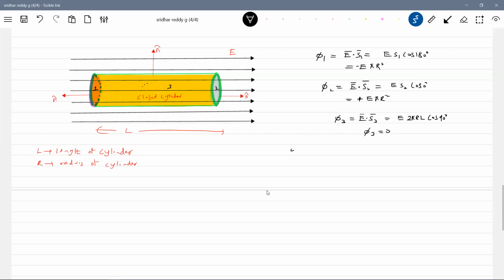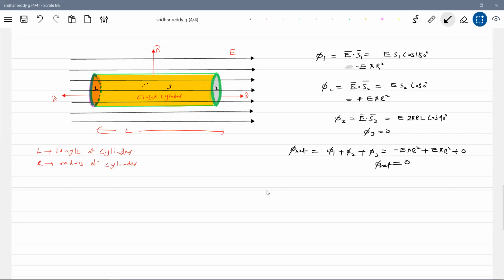Now what is the net flux linking the cylinder? Phi 1, phi 2, phi 3. So this should be equal to minus E pi R square, plus E pi R square, plus 0. Altogether the resultant will be 0. So when you immerse a structure in a uniform electric field, this is what happens. If the field is non-uniform, E equal to E naught X, so the lines of force will be in the X direction, then the net flux linking the cylinder will definitely be non-zero.